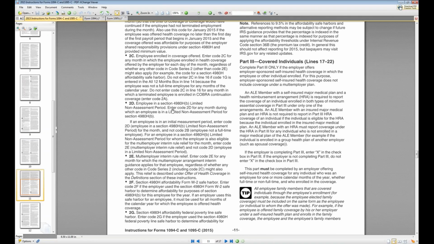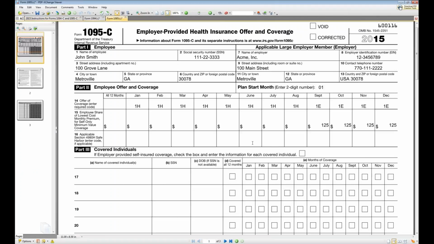Translation: there are 5 different scenarios where a non-assessment period applies. One of them is the waiting period. So the right code here is 2D, and we would put 2D for June, July, and August. Then let's say he enrolls after the waiting period is over, we would start putting 2C, or if he waived after the waiting period is over, we would start putting 2F. So that's what it looks like for the mid-year hire. Now, I'm going to try to finish these up briefly to get you on your way.